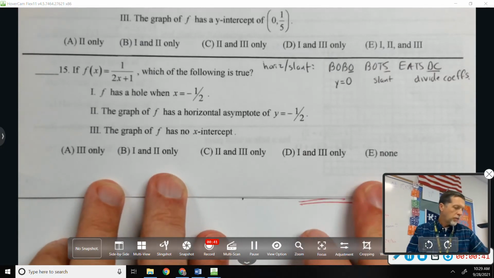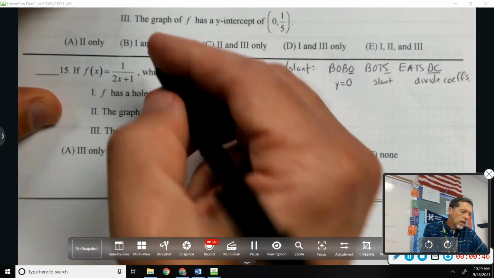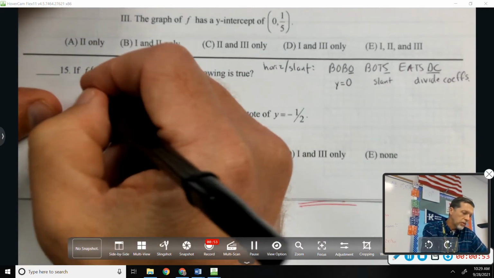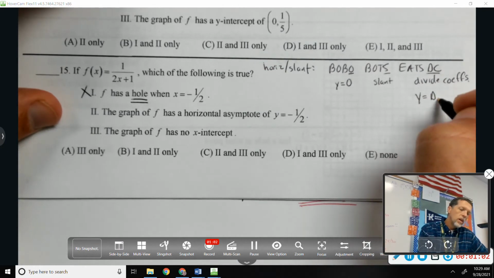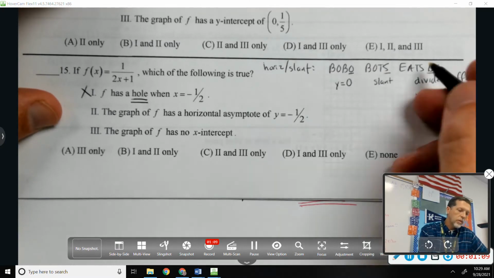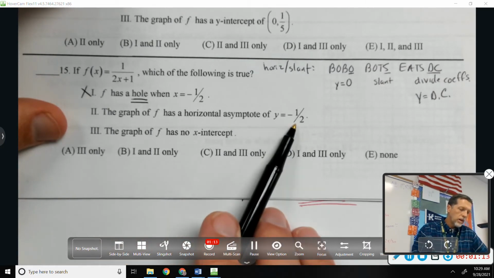Let's go ahead and answer number 15, which of the following is true. It has a hole. How do we know where a hole is? Factors top and bottom. I don't even have any factors on top, so there's definitely no hole at negative 1/2. Divide the coefficients gives you the horizontal asymptote if the exponents are the same. The graph has a horizontal asymptote of y equals negative 1/2.